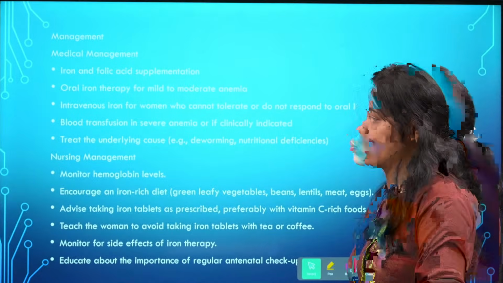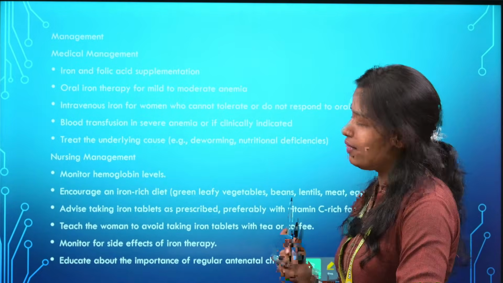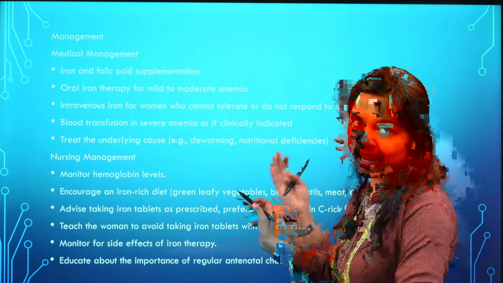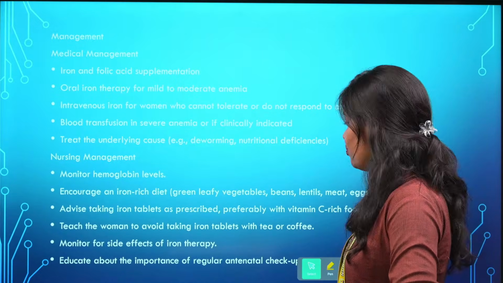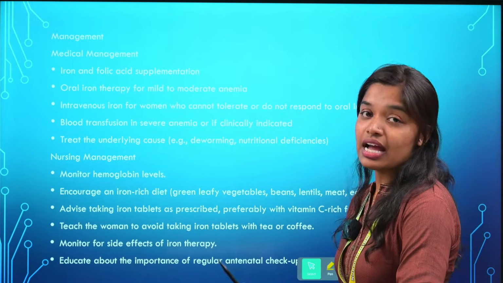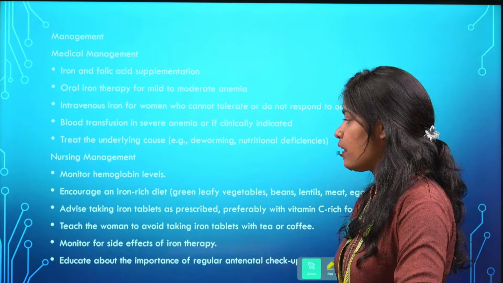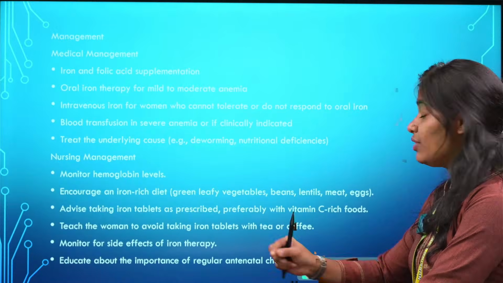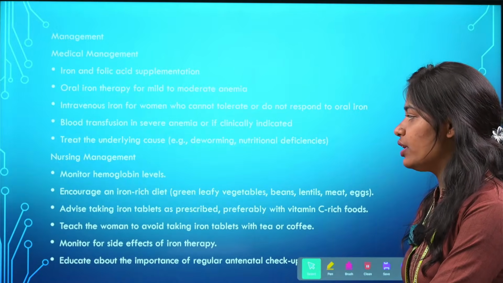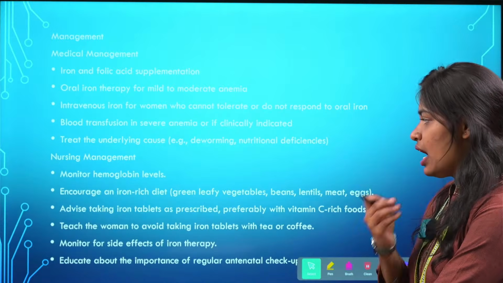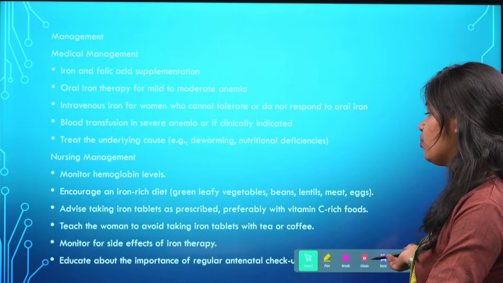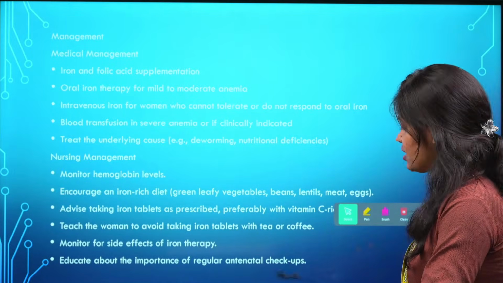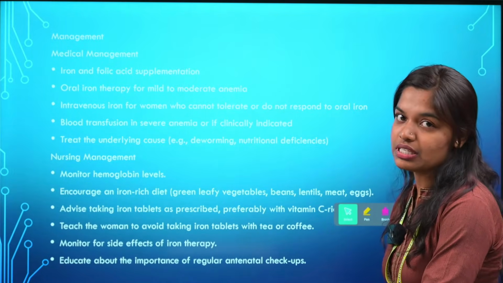Then nursing management: monitor the hemoglobin level, encourage iron-rich foods like green leafy vegetables, beans, meat, and egg, and advise the mother to take the iron tablet. Teach the woman to avoid taking iron tablets with tea and coffee, monitor for side effects of iron therapy, and educate the mother about the importance of regular antenatal checkups or regular antenatal monitoring. This is the management regarding anemia.